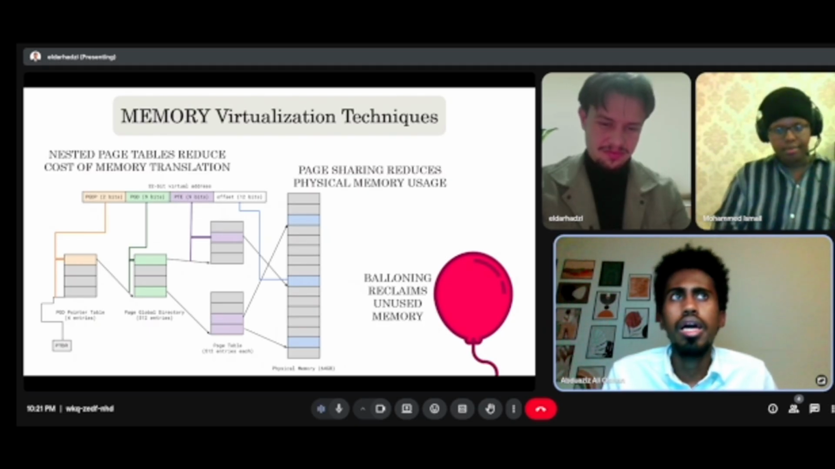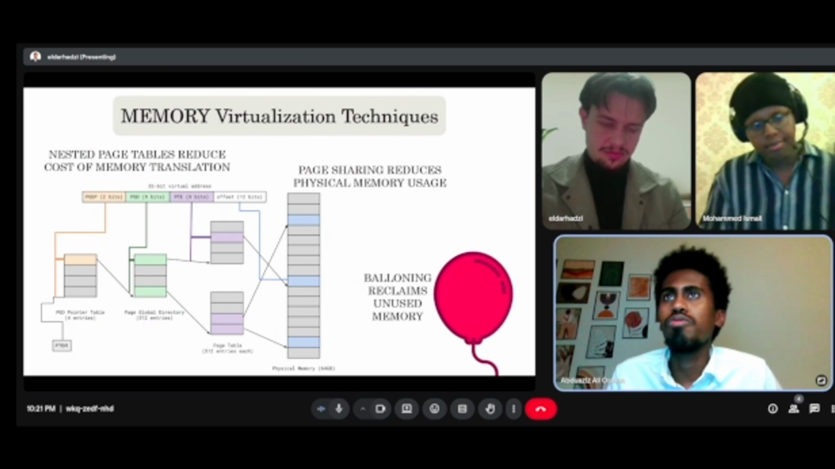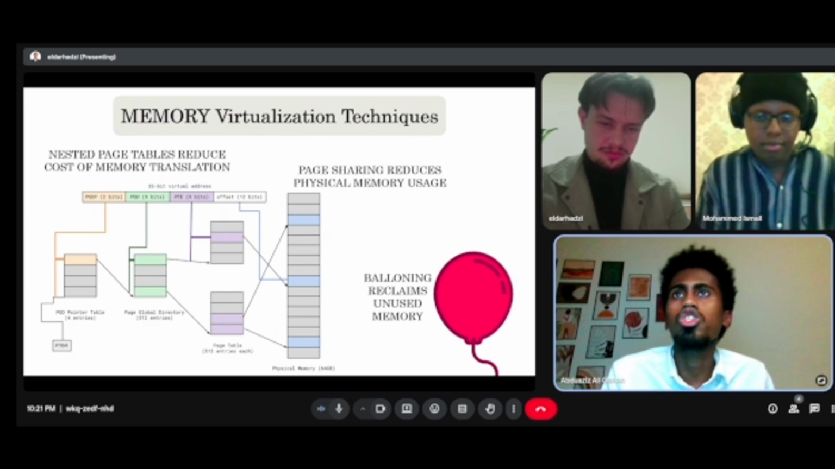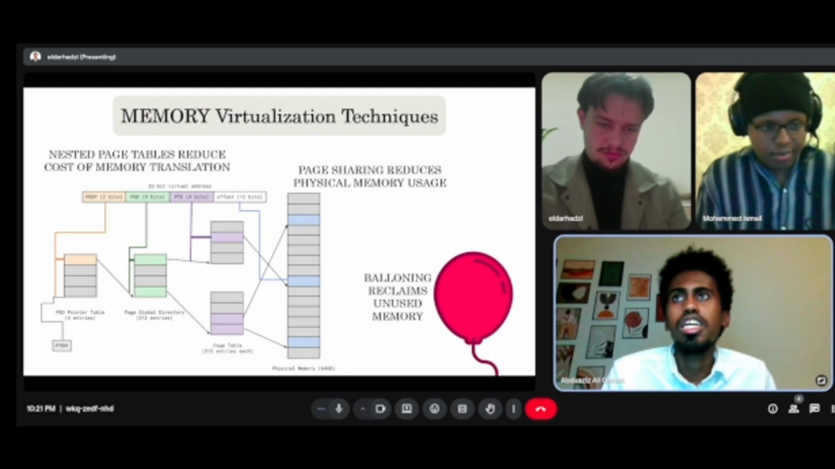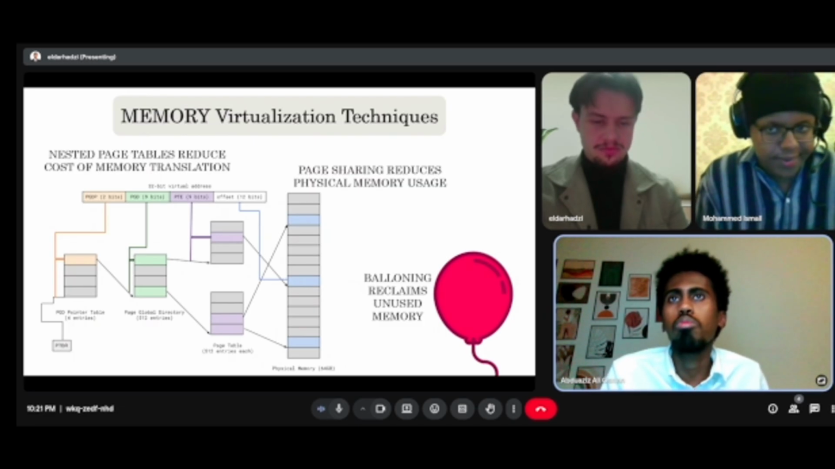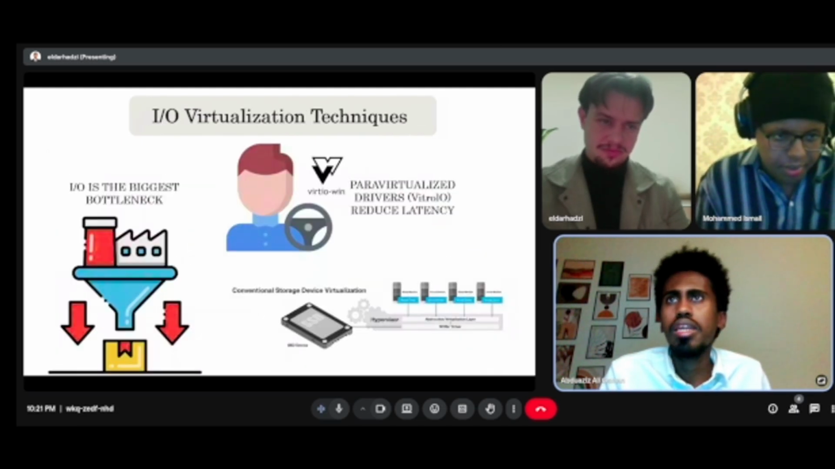Okay, and in here, memory virtualization techniques. Nested page tables reduce the cost of memory translations. Ballooning helps reclaim unused memory. Page sharing reduces physical memory usage. And also large pages and NUMA awareness improve performance on modern multi-socket systems.